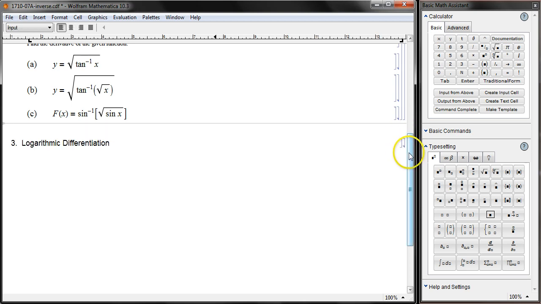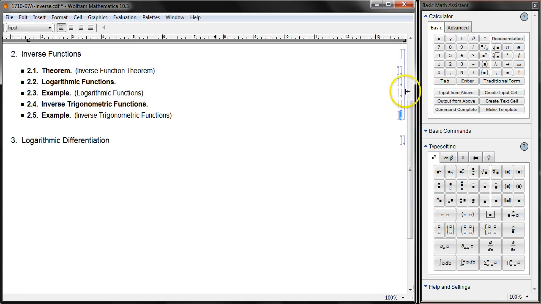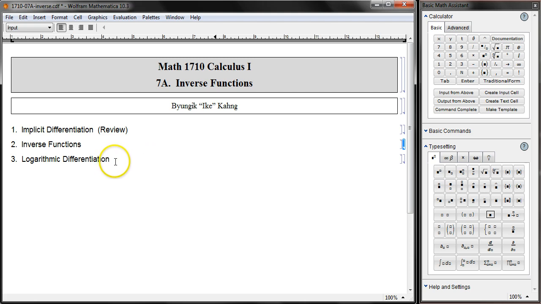So much for inverse functions. In the next video, we're going to talk about logarithmic differentiation.